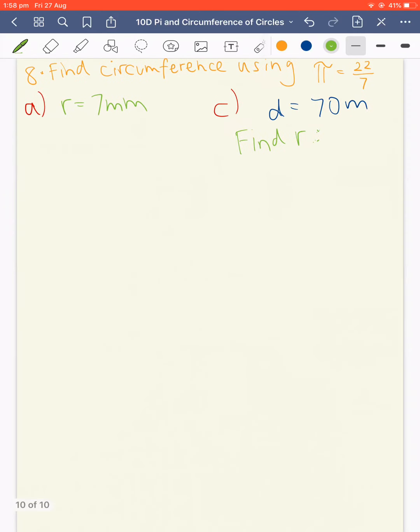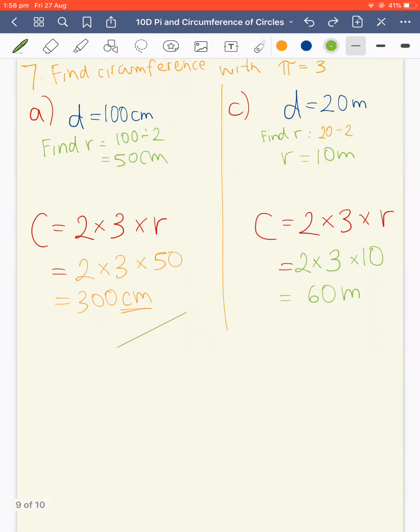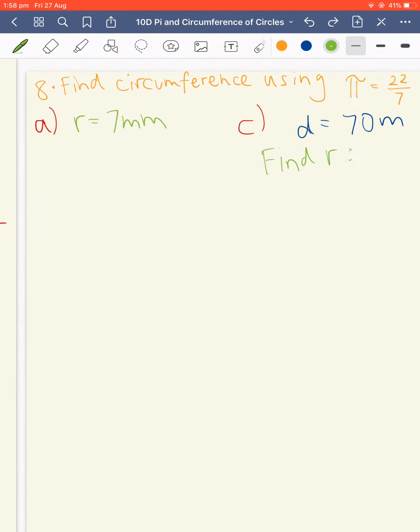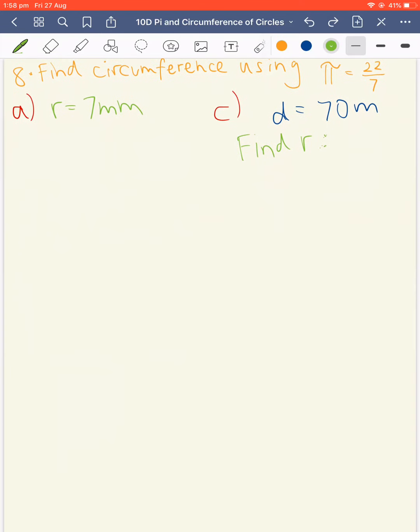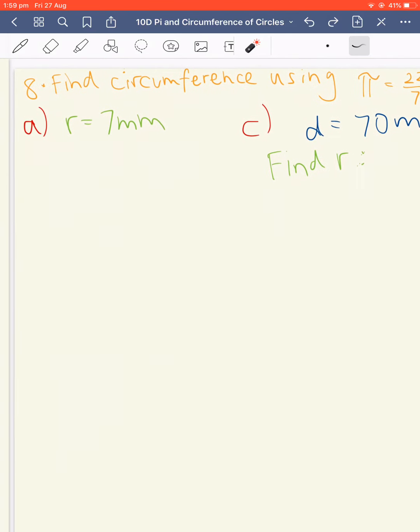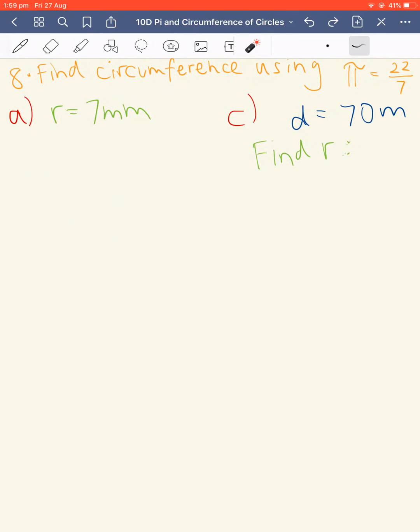On to question number 8. We are finding the circumference, and again we're using an approximation for pi. This time we're using pi equals 22 on 7. For this one, we have 2 different circles, and we have been given our radius for one, and we're given our diameter for the other. So let's go through step by step. I am using this formula.